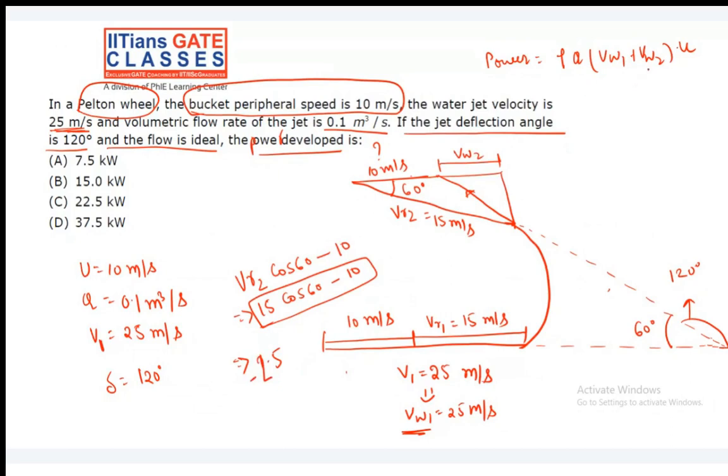So what we will do is that this is in this direction. So initially this will get added. The rho value is 1000, q value is given as 0.1, and vw1 is given as 25, plus 2.5, multiplied by u, which is 10. Please do this calculation and then you will get the answer.